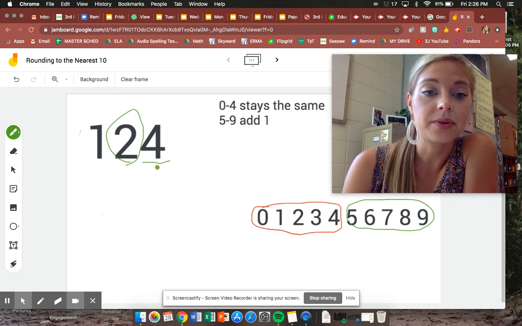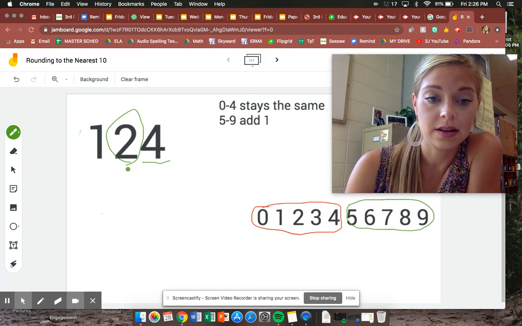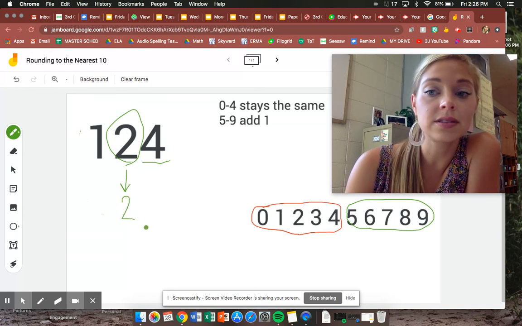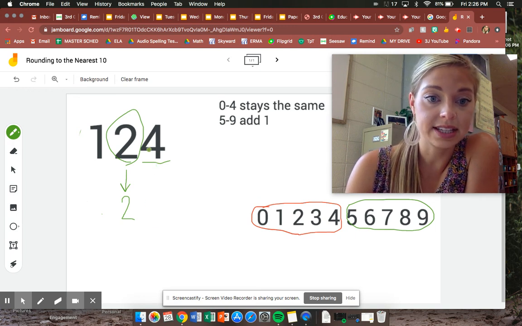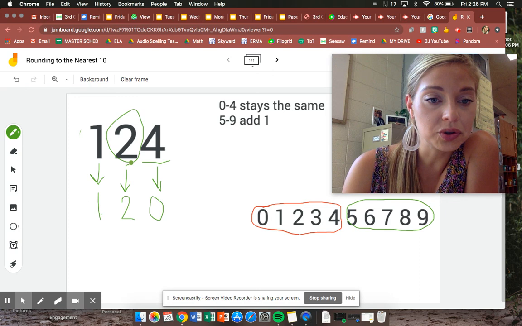Okay? So 0 through 4, the circle stays the same. So I'm making that 2 stay the same. Drop down. I'm going to write 2. Flex your muscles just like a hero. This number would turn to 0. Now remember, I said we are not doing anything with this 1 right here. So it just stays the same, okay? We don't need to worry about it. So 124 rounded to the nearest 10 is 120.